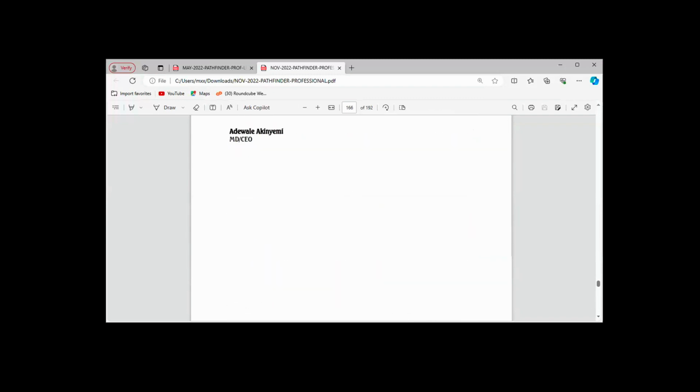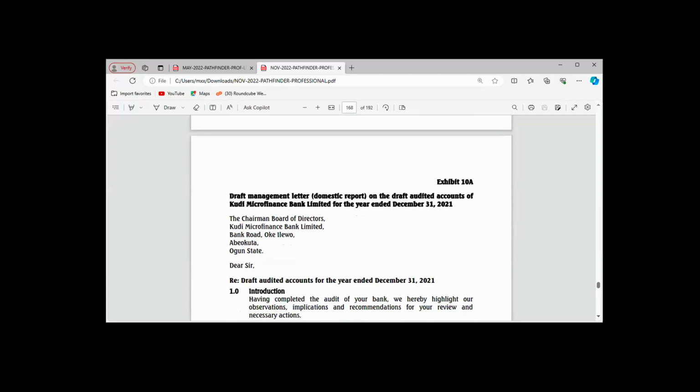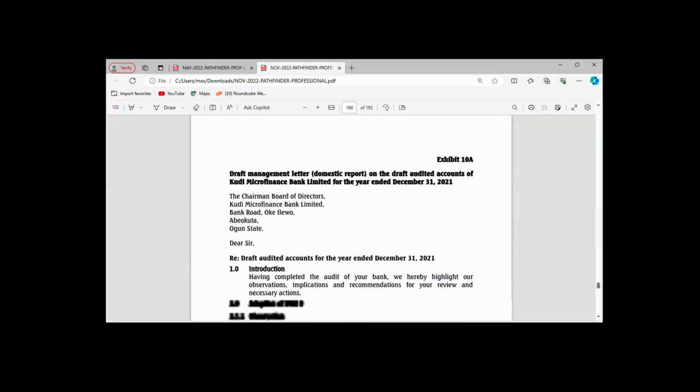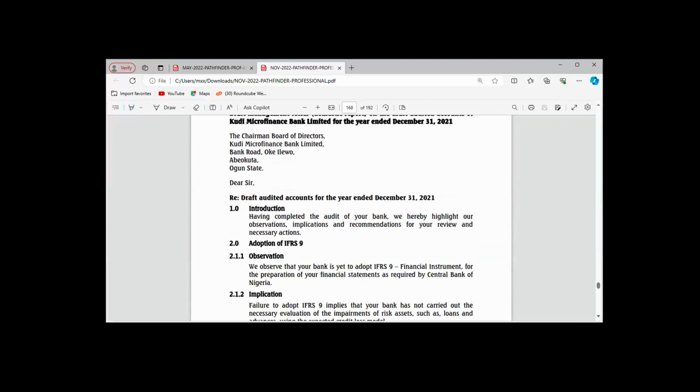So Exhibit 10A contains information about the draft management letter. That's the domestic report that was written to the chairman of the board of directors of the bank. So let's look at it. The draft audited accounts for the year ended 31st December 2021.